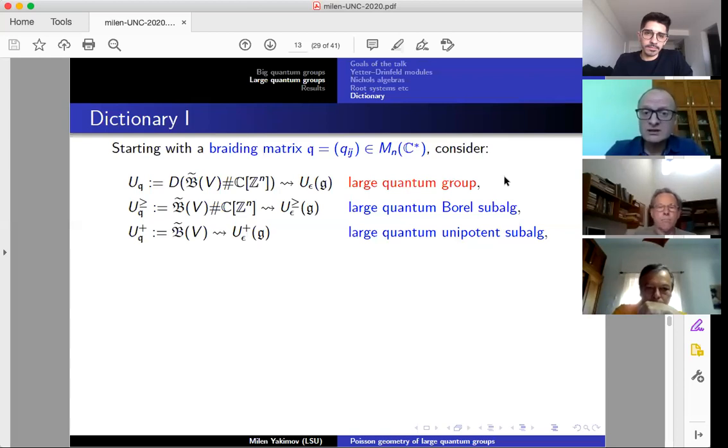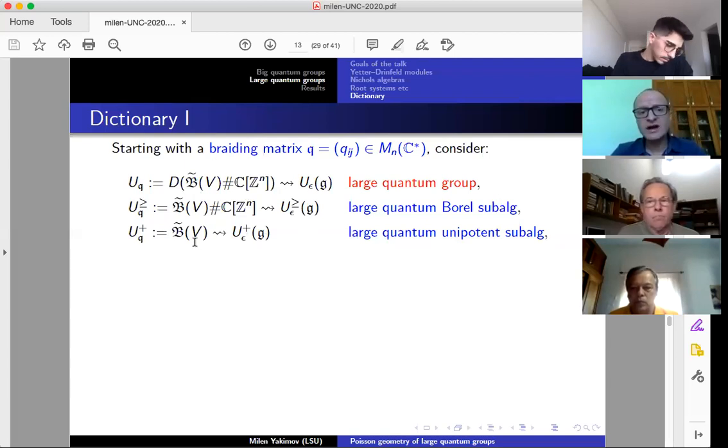Then we can look at the large quantum Borel subalgebra, which is nothing but the smash product that appeared on the previous slides, but we use the pre-Nichols algebra here. And finally, if we look at just the distinguished pre-Nichols algebra, that is going to be a quantum analog of the positive part of the big quantum groups. And we're going to call this large quantum unipotent subalgebras.